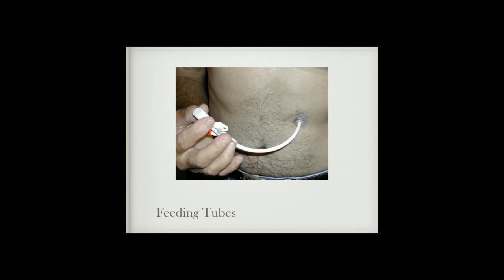Additional types of feeding tubes may be placed through the nostrils, down the esophagus and into the stomach, and in some cases past the stomach all the way into the jejunum.